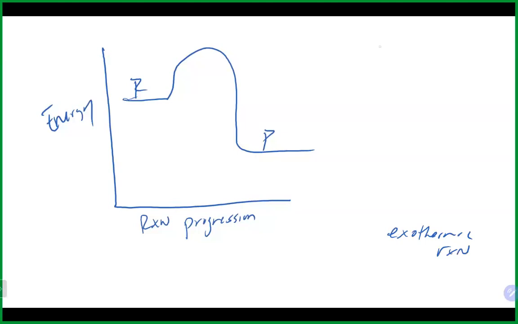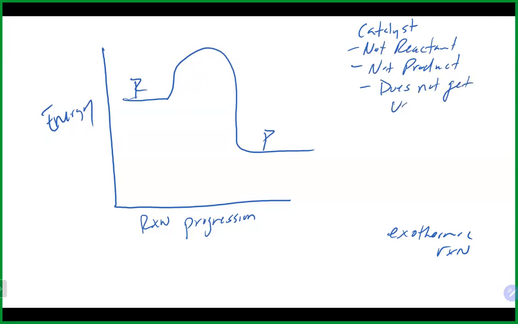So a lot of times what we can do is add a catalyst to a reaction. And when we add a catalyst to the reaction, it is not a reactant. It is not a product. And it does not get used up in a reaction. Most of the time, the catalyst is there to speed up a reaction.